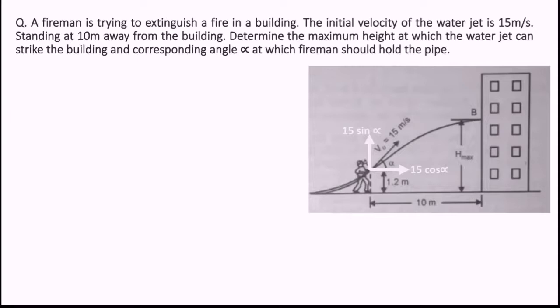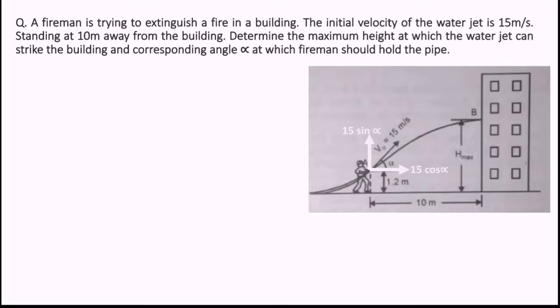So from the figure you can see that we are given the velocity inclined at an angle of alpha. So we will resolve it into two components. Hence I will get velocity in x direction as 15 cos alpha and velocity in y direction as 15 sin alpha. Starting with the first step of the solution, we have to consider the horizontal motion between A to B.